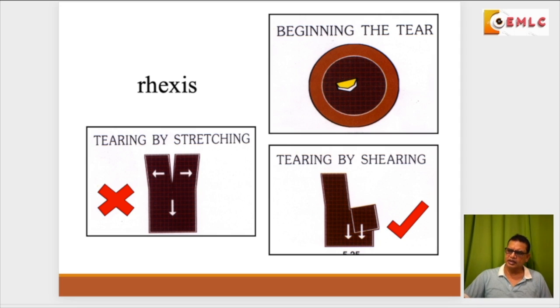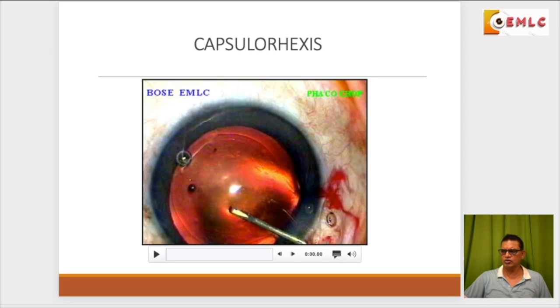So while doing a rhexis, as I was saying, you should not tear by stretching. If you apply a lateral force like this and it cuts in this direction, it's called stretching. You do not really have good control if you are stretching. Always try to fold the rhexis margin over itself and do the rhexis by shearing. You can easily do this by injecting viscoelastic on the cut portion of the rhexis, and it will fold on itself and help you complete the rhexis in a much more controlled way.